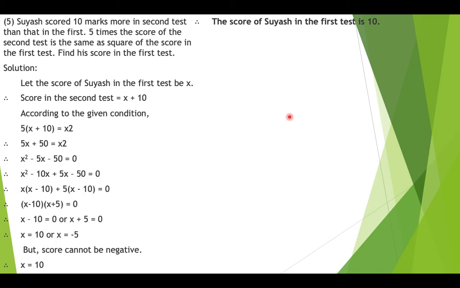The fifth question, you can try it on your own. It is very simple. Suyansh scored 10 marks more in the second test than in the first. 5 times the score of the second test is the same as the square of the score of the first test. Find the score in the second test. It's very simple. You just look at the problem and you'll understand it.